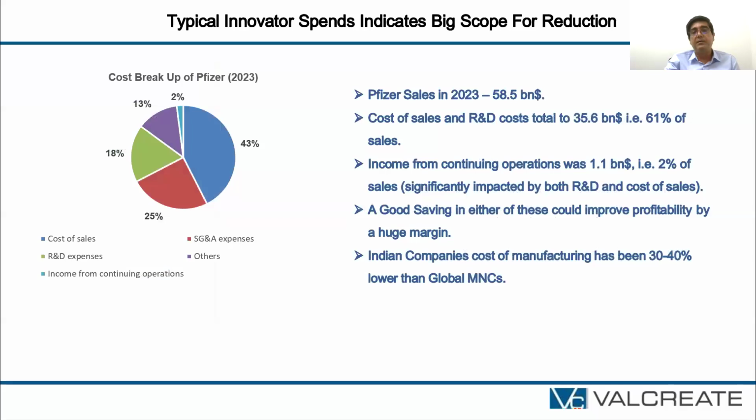This is just to tell you a typical cost structure of an innovator like Pfizer, which has almost 43% of sales as cost of sales, and 18% as R&D cost. So you add the cost of sales, which is raw material and manufacturing costs, and R&D costs, and it works out to around 62% or 61%. If I can save on this, my margins can shoot up. The operating margin for this company is around 2%, $1.1 billion on $58 billion of sales. If I can even increase this by 2%, my profits can double. So if I can save my cost by going to a Divi's Labs or an Indian company, then I think it's par for the course.